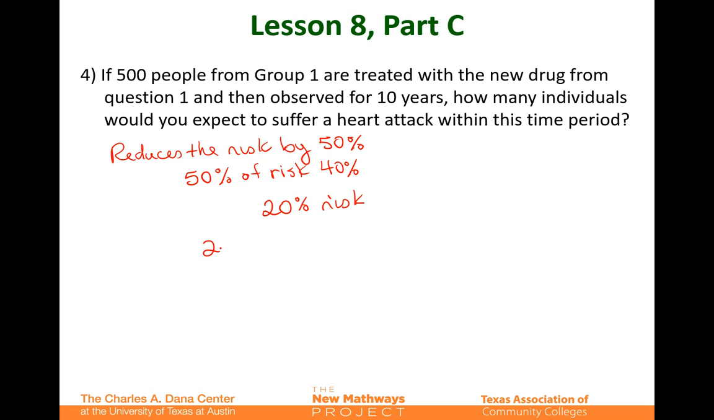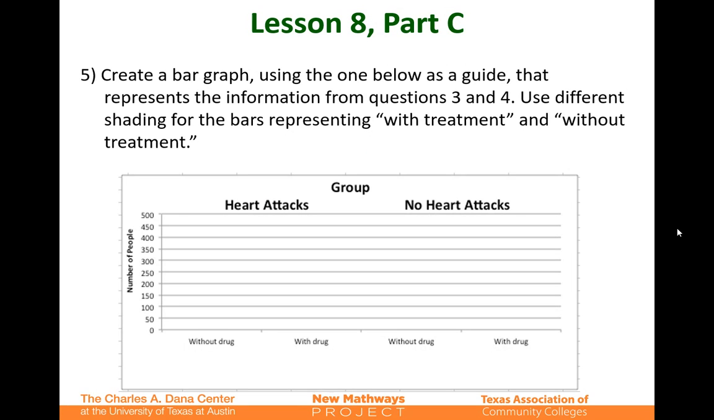If we do 20% of 500 people, you get 100 people. Remember, before it was 200. So this drug cut the number of heart attacks in half. That's a reduction of 50% risk. And in this group, it's pretty dramatic. That's 100 people out of that group of 500. So I would say for this group of people, this is a highly effective drug.